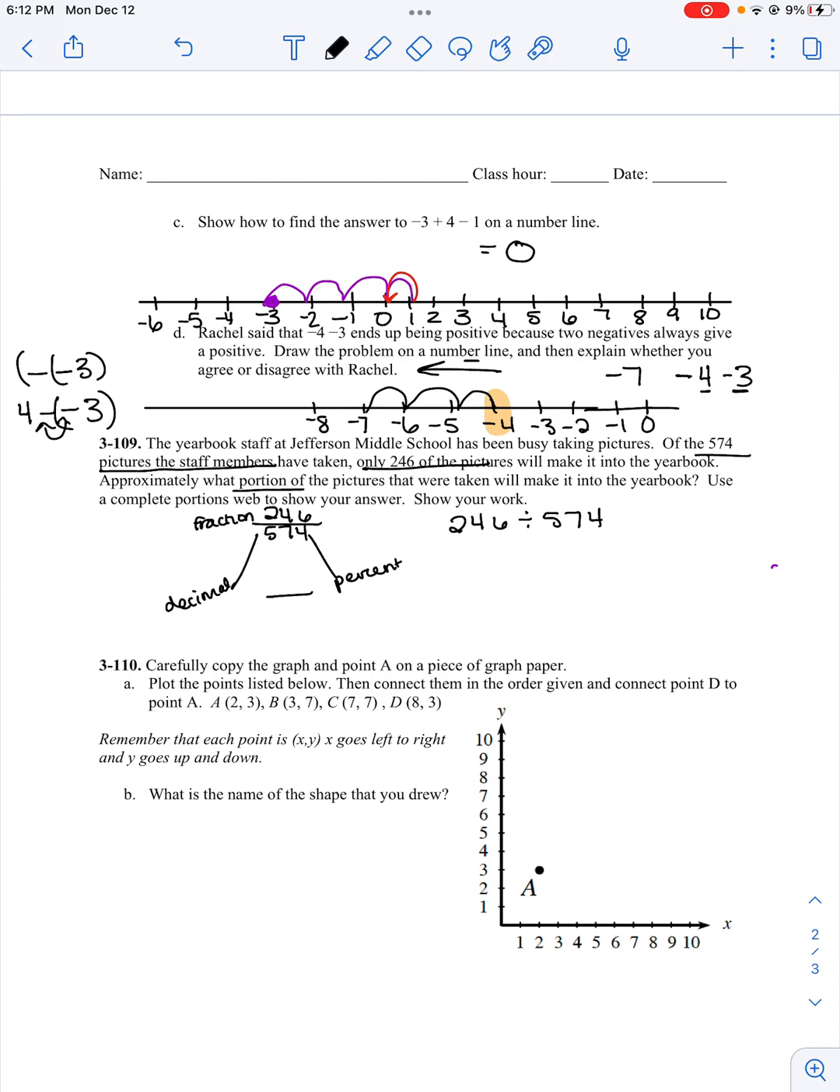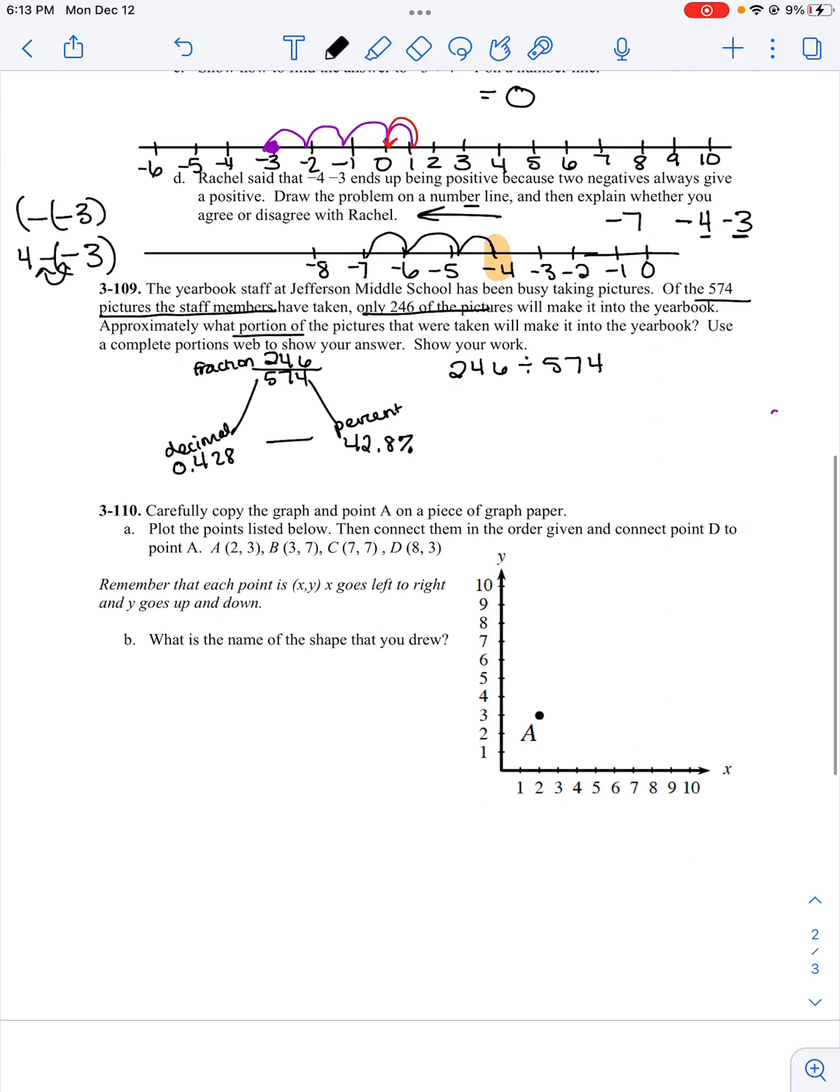I'm going to get a really long decimal. I'm going to go to the thousandths place. So 0.428. As a percent, that is 42.8%. That is what portion of the pictures that were taken that are going to make it into the yearbook.